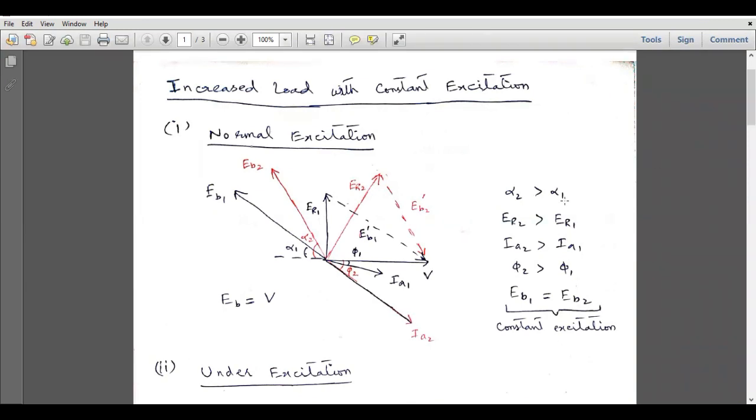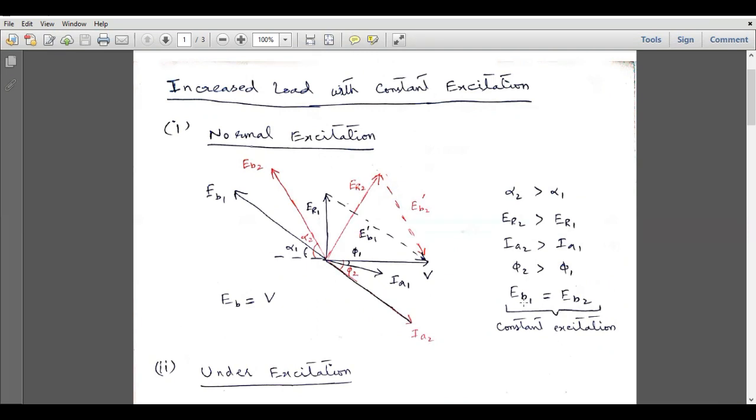So this is the summary of all the quantities which have undergone a change as a result of load variation. When we increase the load and keep the excitation constant, the load angle increases, the reactance voltage increases, the magnitude of armature current increases, and the angle between IA and V also increases, but the excitation remains constant.